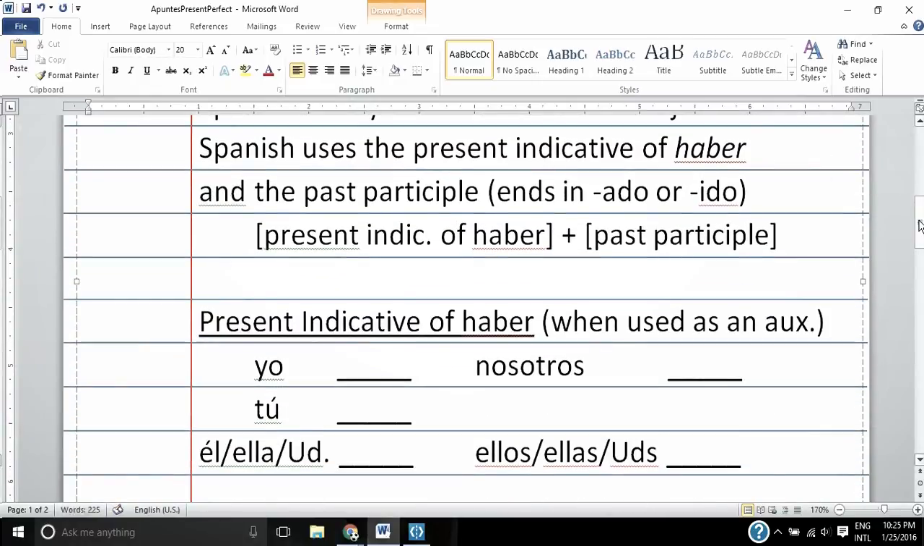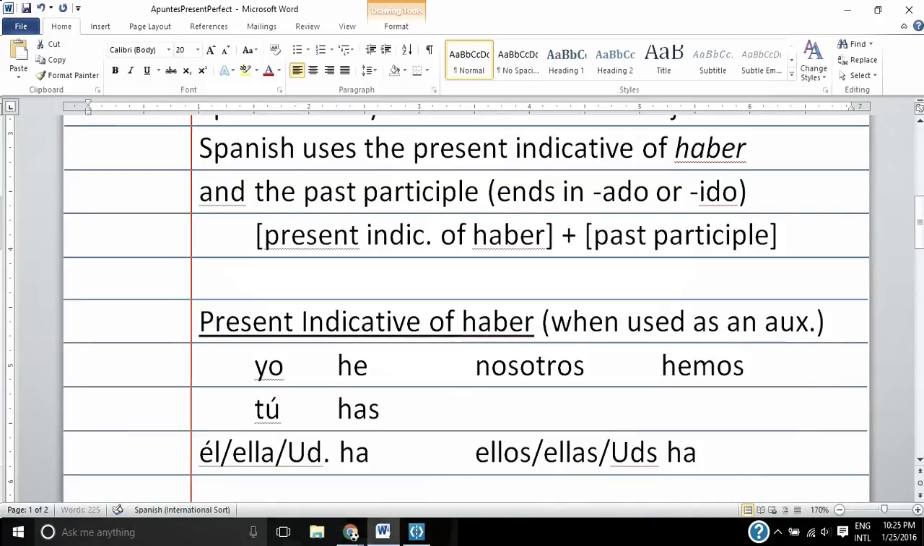And now it's going to be helpful to know how to form haber. This is specifically when it's used as what we call an auxiliary verb or helper verb. So notice it's not by itself. It has to be with the past participle. You can't use it all by itself. So the yo form is he, tú, has, él, ella, and usted, ha, nosotros, hemos, and ellos, ellas, and ustedes, han.